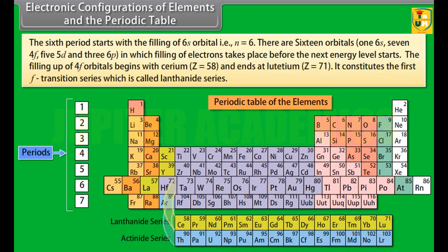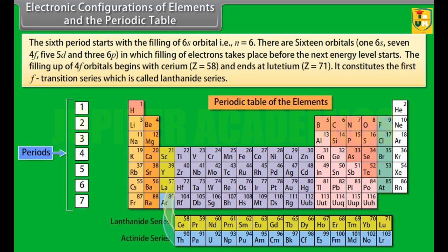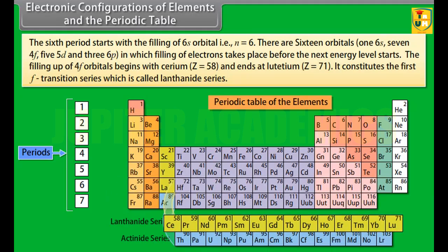The sixth period starts with the filling of 6s orbital, that is, n is equal to 6. There are 16 orbitals, 1 6s, 7 4f, 5 5d and 3 6p, in which filling of electrons takes place before the next energy level starts. The filling up of 4f orbitals begins with cerium, atomic number is equal to 58, and ends at lutetium, atomic number is equal to 71. It constitutes the first f transition series, which is called the lanthanide series.